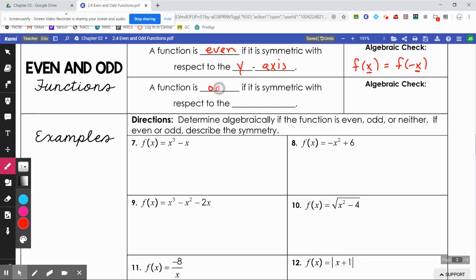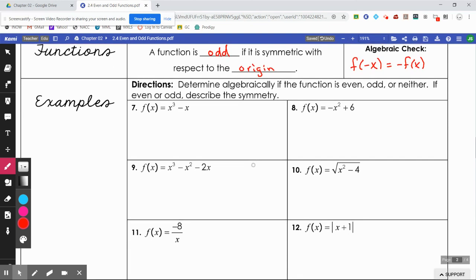A function is an odd function if it is symmetrical with respect to the origin, or it has rotational symmetry. And combining the test that we did before, here's how you can check to see if something is odd. If f of negative x is the exact same thing as negative f of x, then it's going to be an odd function, which is ultimately the exact same thing as replacing x with negative x and y with negative y. It does the same thing. So now let's check some of these.